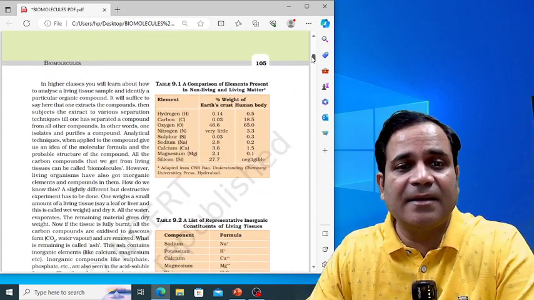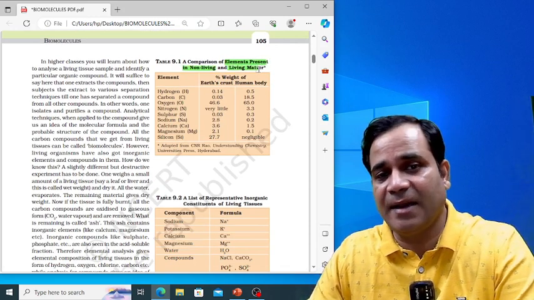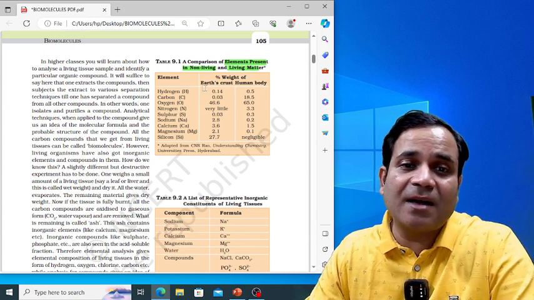Now check here the comparison between elements present in non-living and living matter. This is something that is asked in examinations.